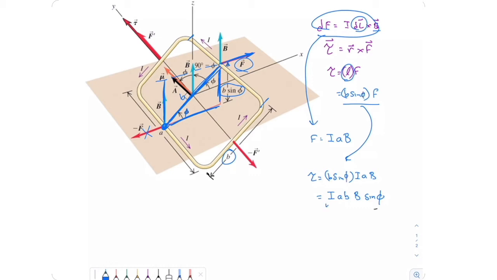Okay, so this first term is the current in the loop. This next term is the area of the loop. And then everything else depends on the environment that it's in. So we can take this expression for the torque on the loop and separate it into two parts. One that depends on the loop itself, and we're going to call that mu. So mu here is what we call the magnetic dipole moment of our current carrying loop.